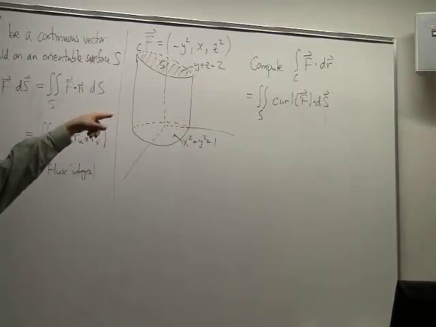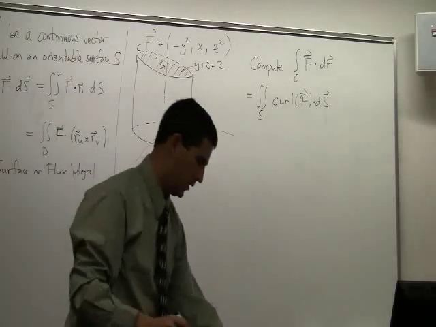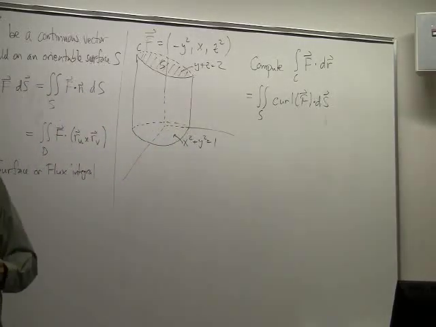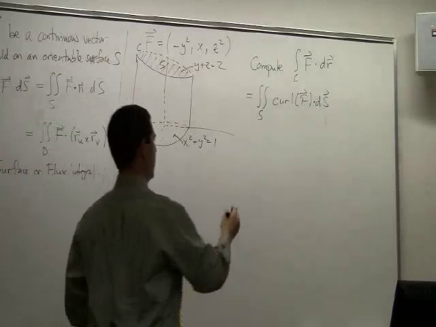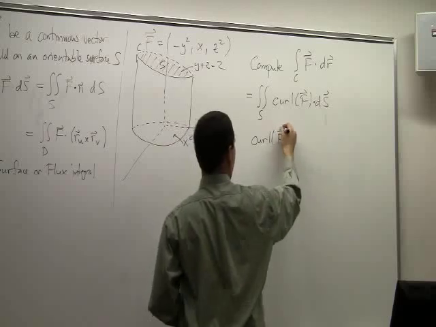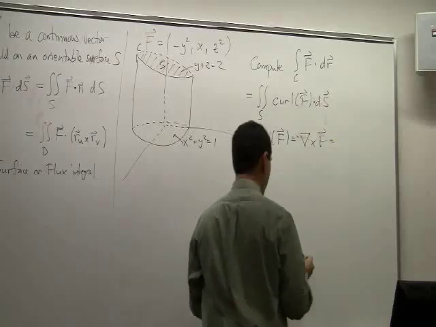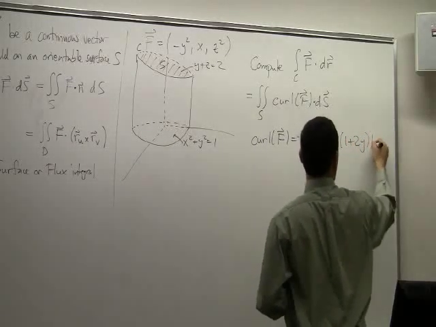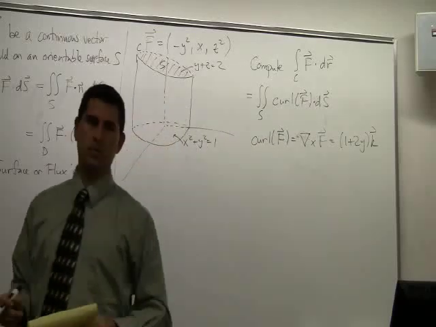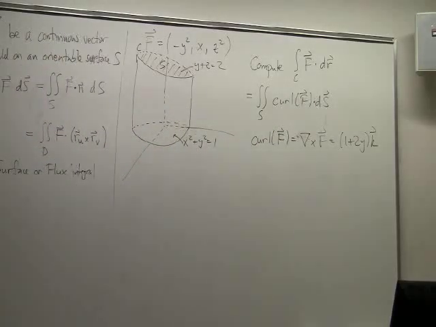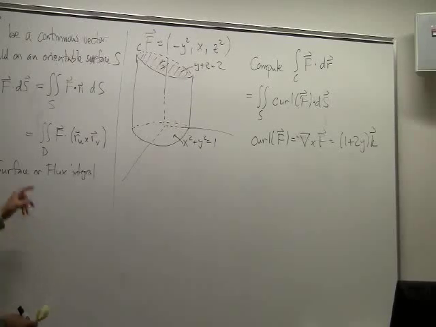So I need to compute the curl of f. I will save you the suspense because it's just a computation. The curl of f is just the gradient cross product of f. And if you compute this out, you get just a k component. It's 1 plus 2y.